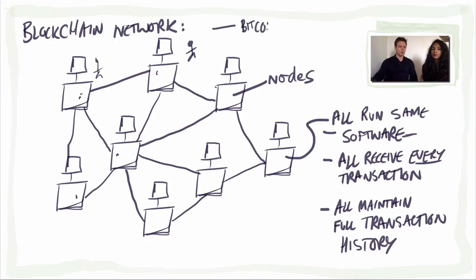So for example, probably the most famous blockchain is the Bitcoin blockchain. The Bitcoin blockchain is one example of a network of computers who've all installed the Bitcoin software. What that software does when they install it is listen for every single Bitcoin transaction. So every transaction of type Bitcoin that gets broadcast onto the Bitcoin network will be received by any computer that has installed the Bitcoin blockchain software.